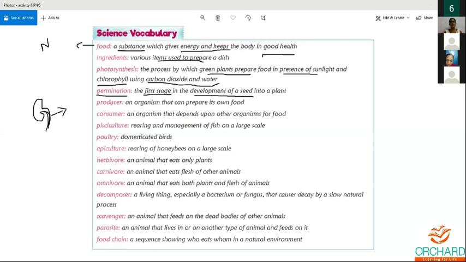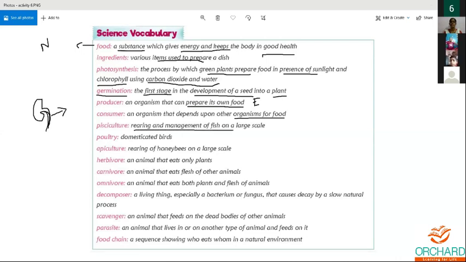And producer, you already know, is the organism which prepares its own food. The example for producer includes plants. So plants will be the example of the producer. And consumer is the organism that depends upon other organisms for food. So it may be plants or it may be animals. Whatever it may be, you call them consumers. And pisciculture is rearing and management of fish on a very large scale.